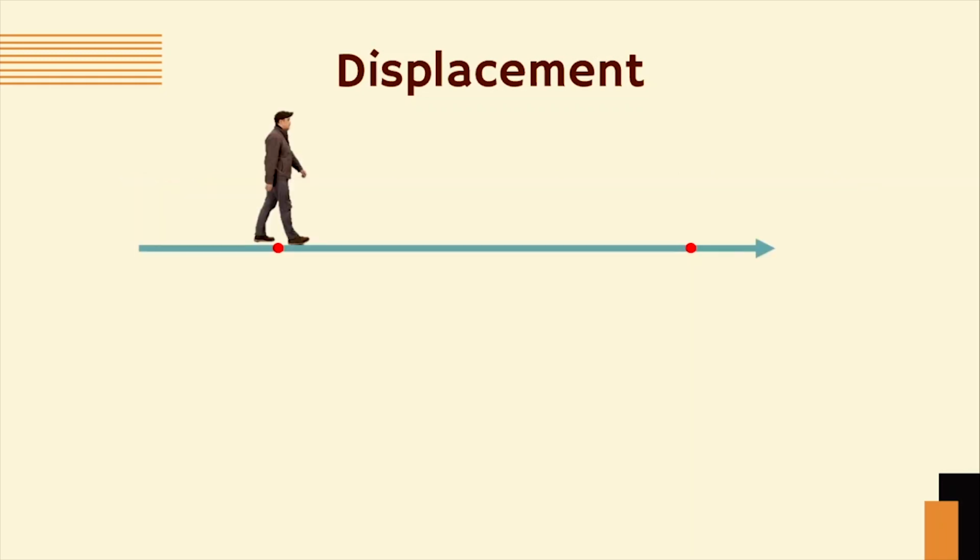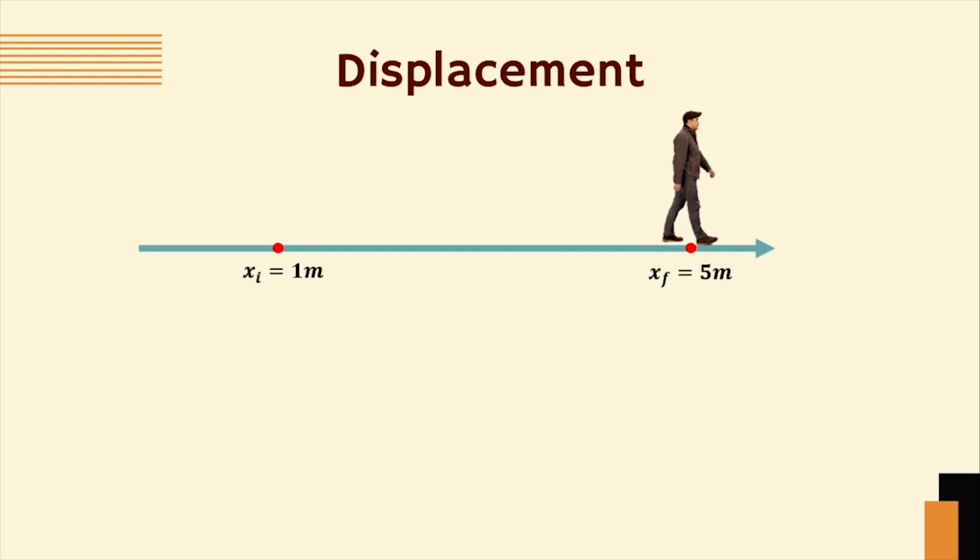So let's say, for example, a person walks from one position to another. Let's say that this is the initial position, or x sub i, which is 1 meter. And then the final position, or x sub f, is 5 meters. To compute the displacement of the person, we just have to subtract the initial position from the final position. We will use the formula delta x equals x sub f minus x sub i. That means delta x equals 5 meters minus 1 meter, which is equivalent to positive 4 meters.